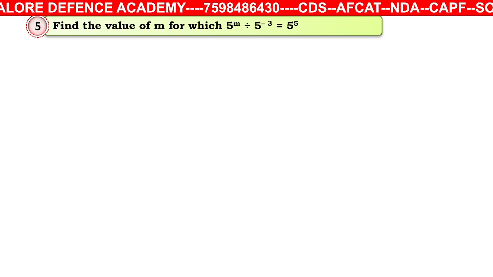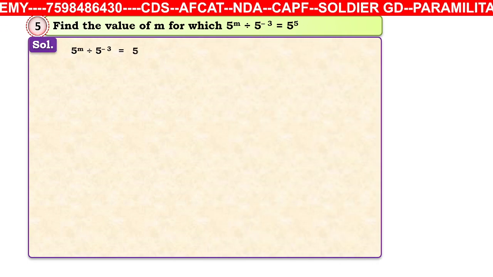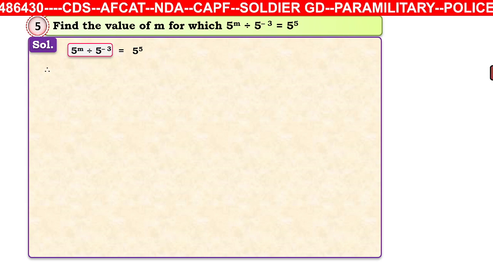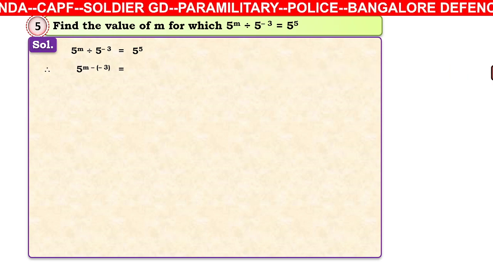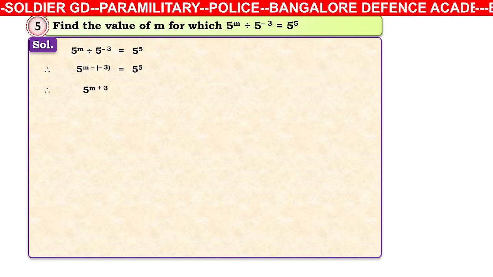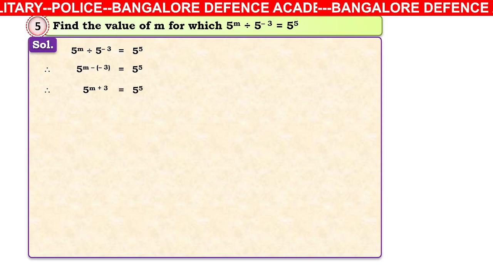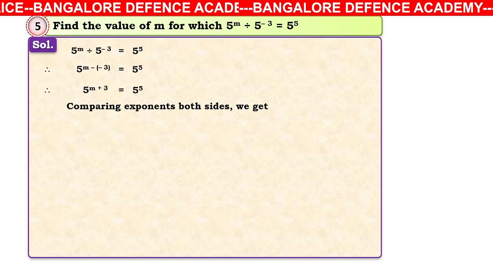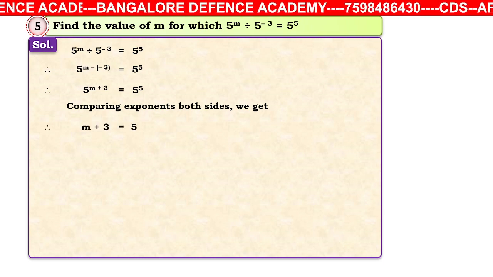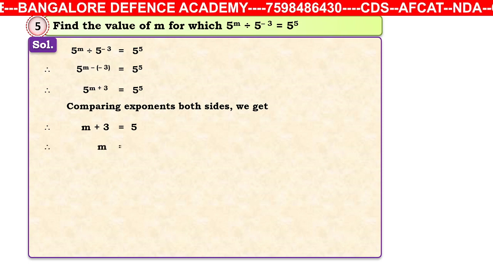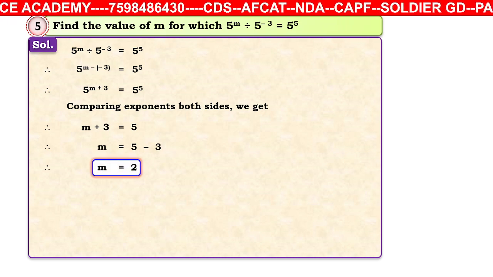Next, find the value of m for which 5 to the power of m divided by 5 to the power of minus 3 is equal to 5 to the power of 5. So here I can write this as 5 to the power of m minus of minus 3 is equal to 5 to the power of 5. So this becomes 5 to the power of m plus 3 is equal to 5 to the power of 5. Now you can see the bases are same, 5 and 5, so the powers will also be equal. Comparing the exponents from both sides, we get m plus 3 is equal to 5. When 3 goes to the right hand side, you get 5 minus 3, so the answer is 2. So the m value is equal to 2.